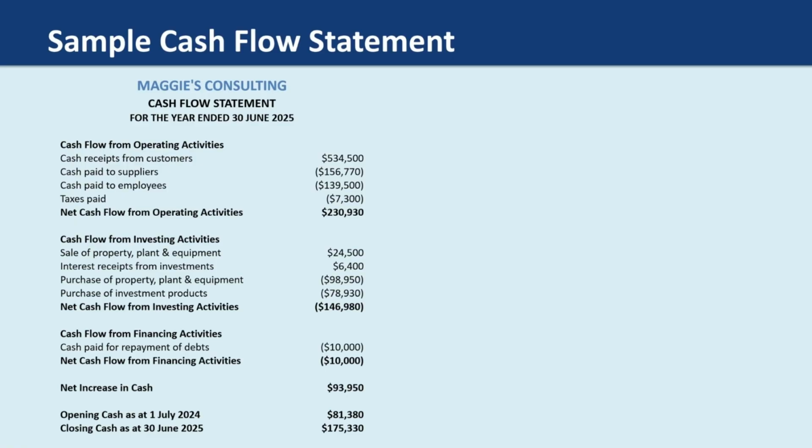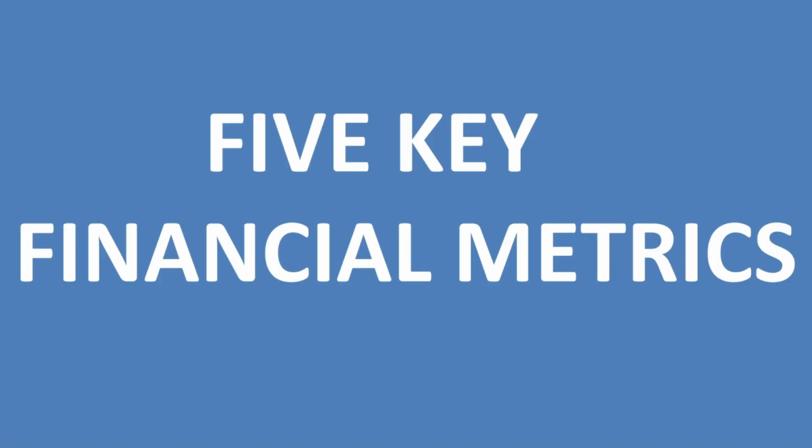The bottom of the cash flow statement has the opening cash balance at the beginning of the financial year, which ties back to the balance sheet as at 30th of June 2024, and the closing cash balance at the end of the reporting period, which ties back to the balance sheet as at 30th of June 2025.